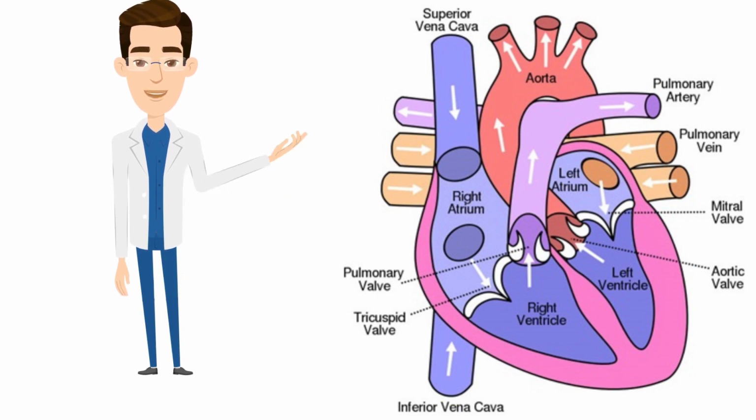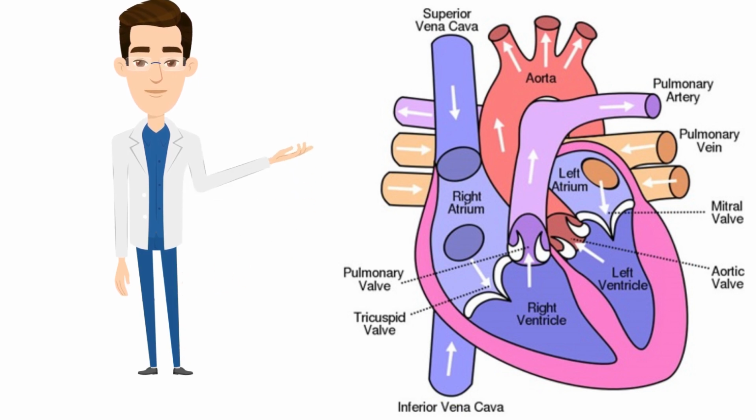3. Mitral valve, bicuspid valve between the left atrium and left ventricle. 4. Aortic valve, between the left ventricle and the aorta. Major blood vessels. 1. Superior and inferior vena cava deliver deoxygenated blood to the right atrium.